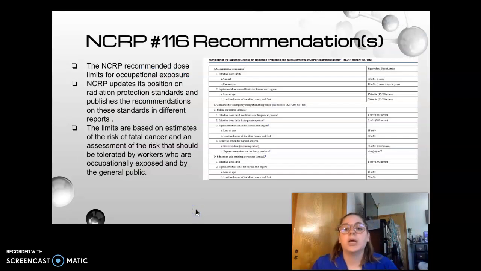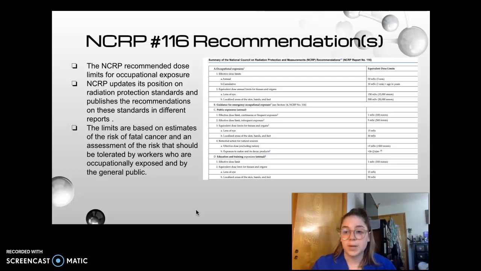The NCRP, like I said, is responsible for recommendations. They recommend dose limits for occupational exposure. So when you're working as a radiation therapist, you are allowed to receive up to 50 millisieverts of radiation per year. Now, me being a student, although I am working in a radiation therapy area, being at the hospital, I'm only allowed to receive 1 millisievert of radiation, which is the same as the general public.